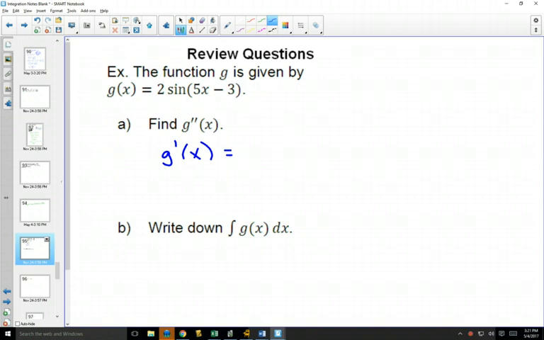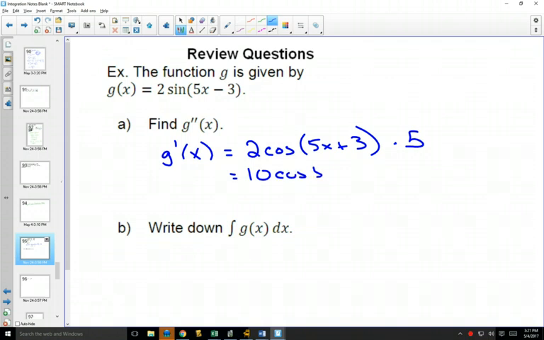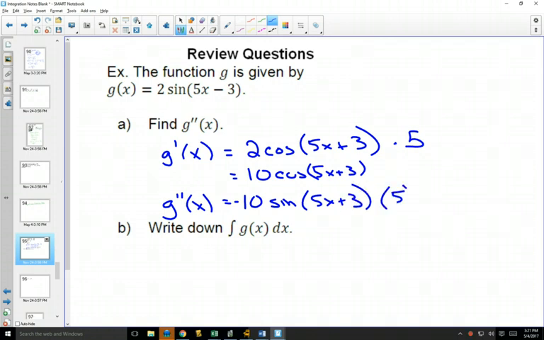Well, this would be a chain rule. The derivative of sine is cos. Keep the inside the same, multiply by the derivative of the inside, so we get 10 cos 5x plus 3. And then our second derivative, again, the derivative of cos is negative sine. Chain rule again. So you get negative 50 sine 5x plus 3.